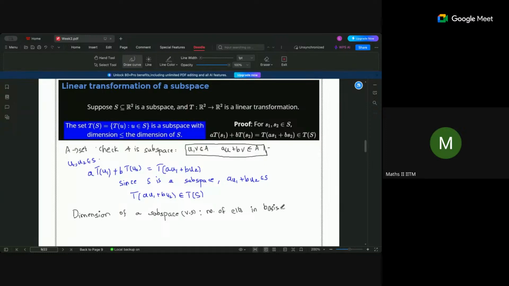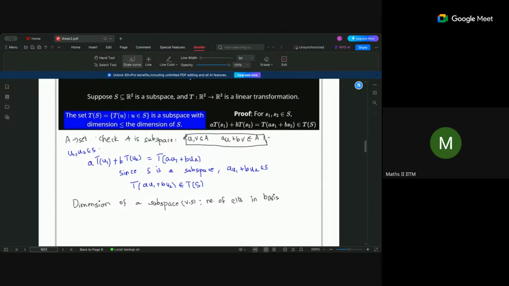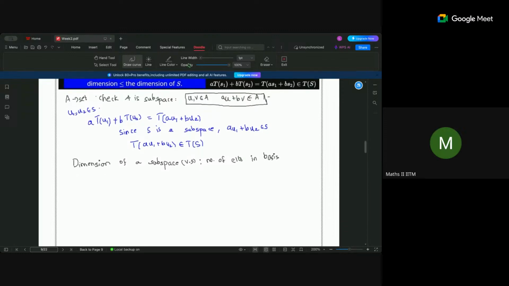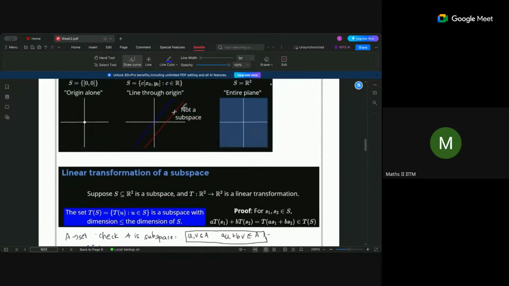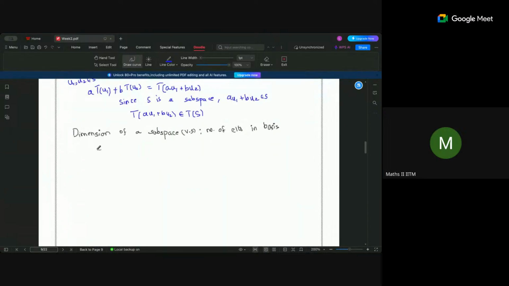Now it is given that the set T of S will have a dimension less than or equal to the dimension of S. It means the dimension cannot exceed the dimension of S. So how are we going to see this? What can be the maximum dimension of S? We have three possibilities of S. The maximum dimension is 2. So I'm just going to consider that scenario.